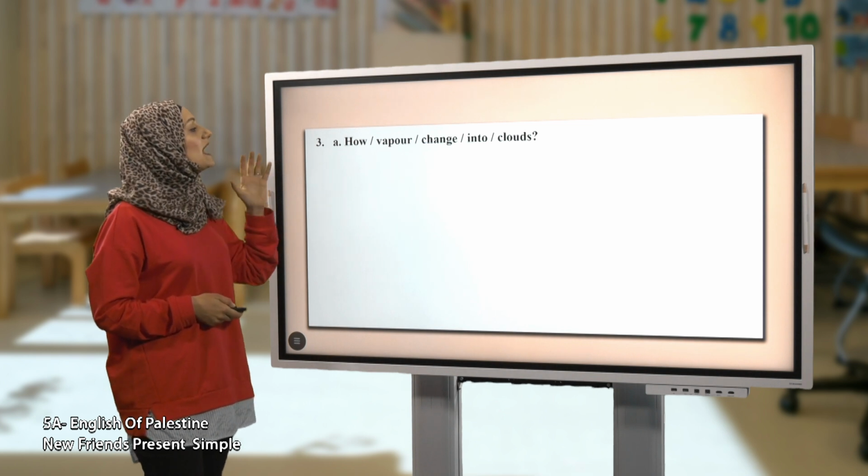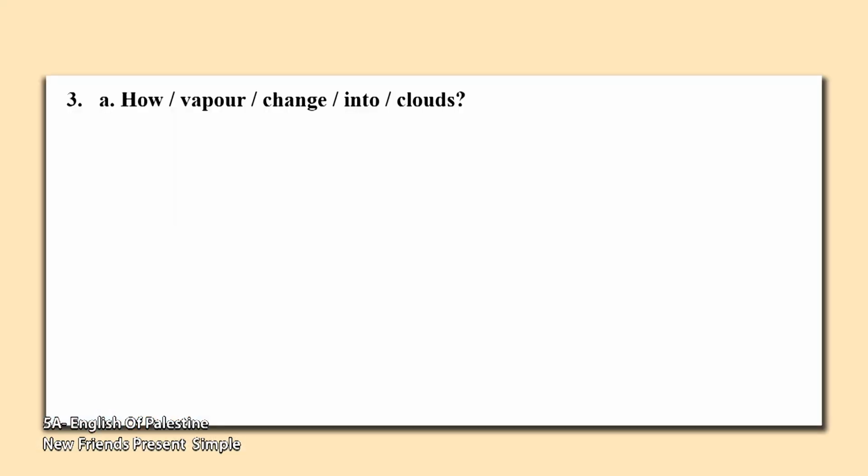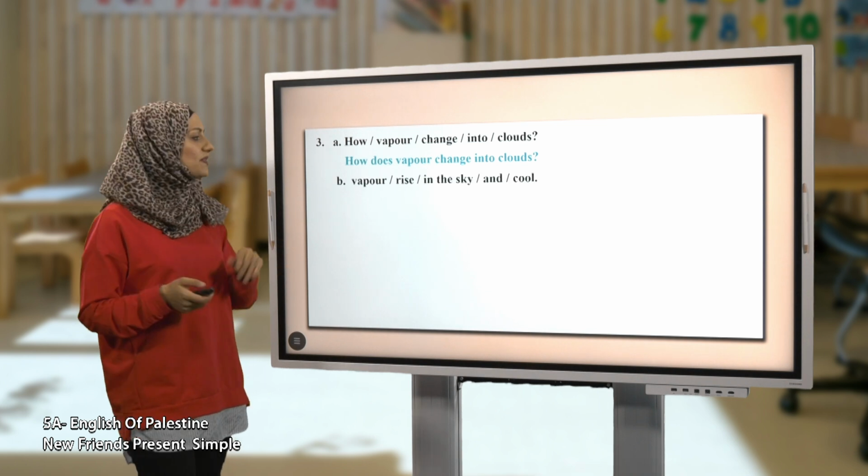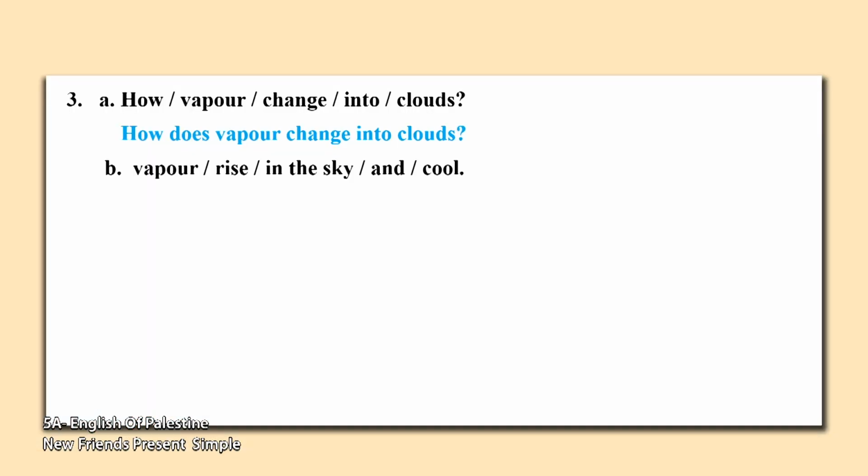Another question. How vapor change into clouds? The question becomes, how does vapor change into clouds? The answer, vapor rises in the sky and cools. Pay attention, we have two verbs here.